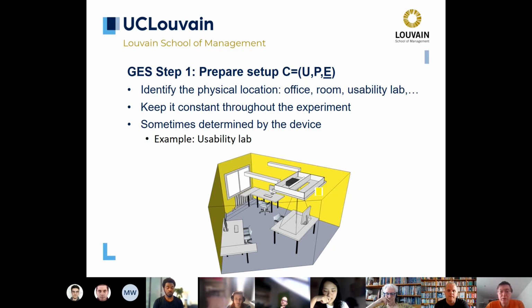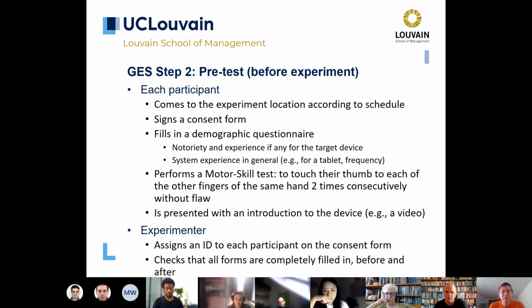It is also very important to have a physical location where we conduct the elicitation. It could be anything: an office, a room, a usability lab, but we try to keep it constant throughout the experiment so that people will behave as naturally as possible, if possible, of course.